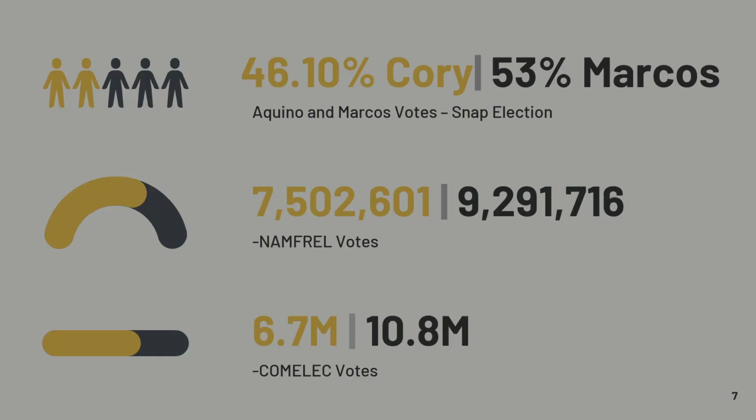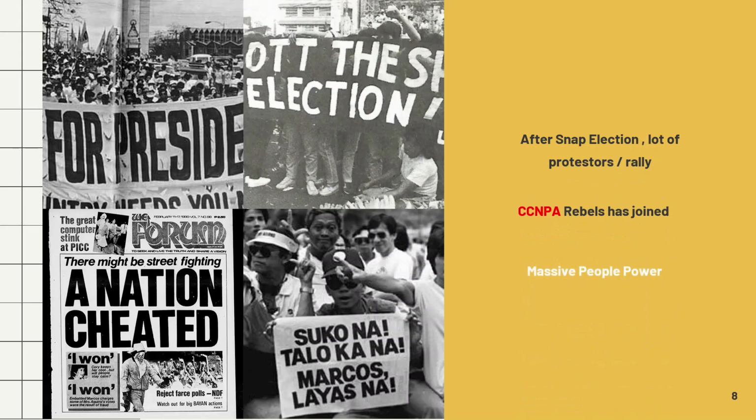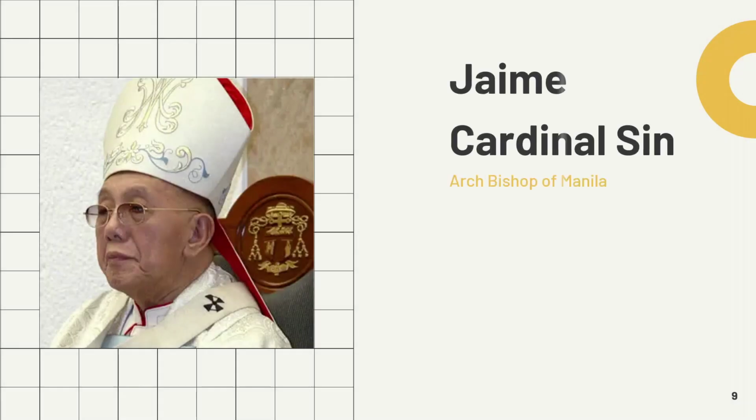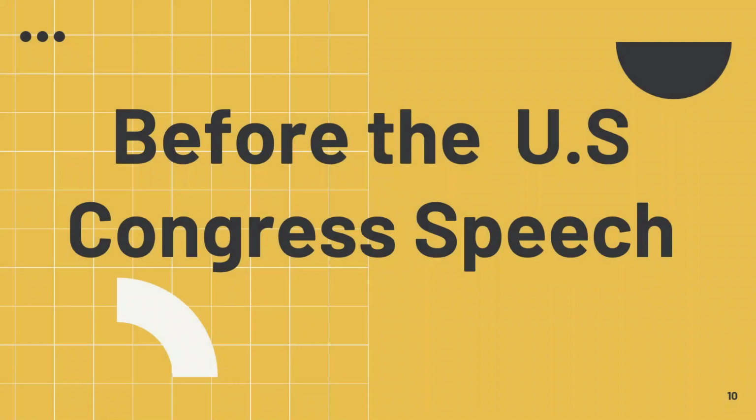After that snap election, sobrang daming protesta na nangyari. Kabilang na dito ang ilan sa mga rebelde like CPP-NPA to make this revolution work. Sa kabilang banda naman, si Jaime Cardinal Sin na isang Archbishop ng Manila ay hinikayat niya yung mga tao upang sumama sa People Power Revolution. That's why noong 1986, napakalaking contribution ng simbahan kasi it gives a lot of power for assuming her presidency. Okay, so that's all for the short background information about Corazon Aquino.